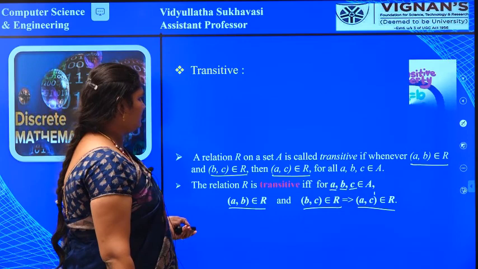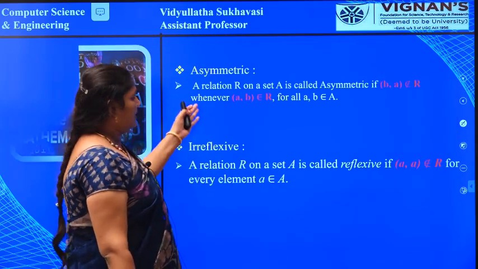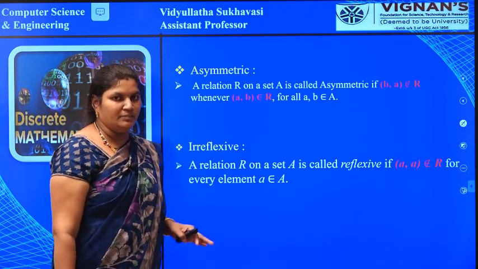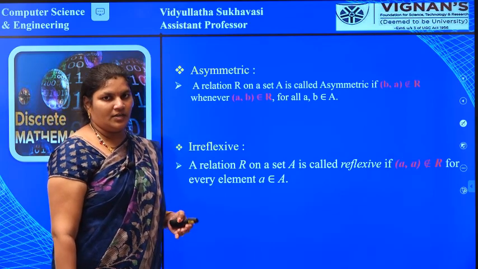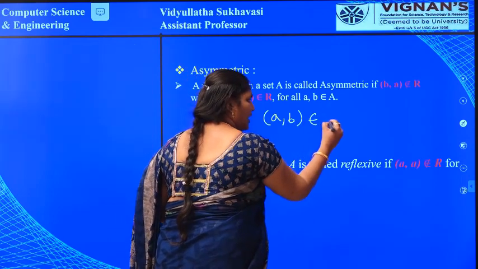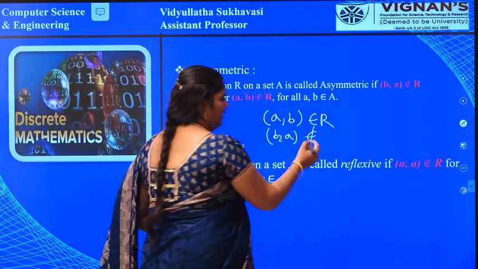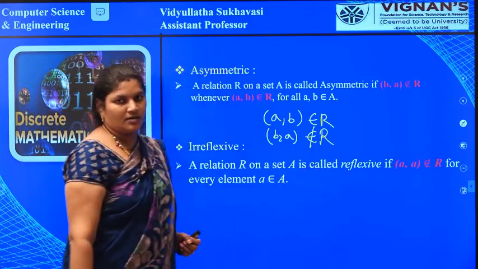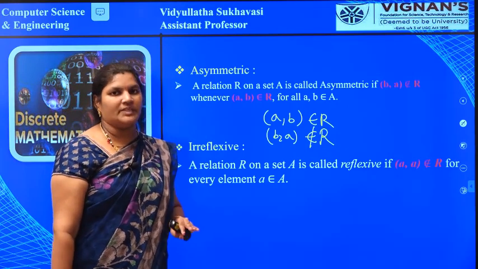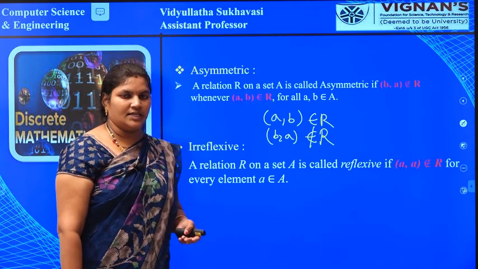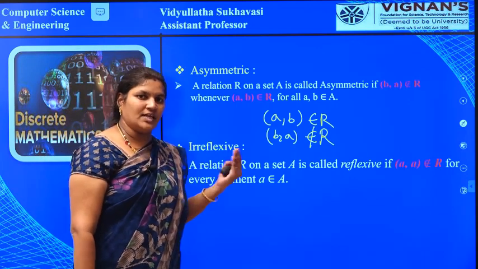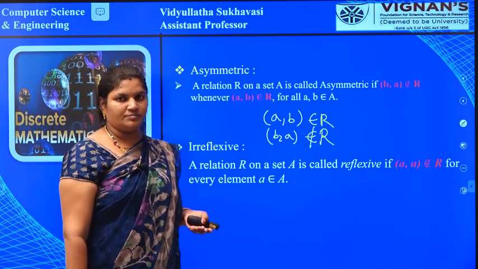Next property, that is asymmetric. How are we going to check asymmetric? It is nothing but the opposite of the symmetric property. That is, if a comma b belongs to relation R, then b comma a should not belong to relation R. That means if 1 comma 2 exists in the relation R, then 2 comma 1 should not be there in the relation R. Then we can say that it is satisfying the asymmetric property. In some cases we are going to check this condition in the case of antisymmetric also.